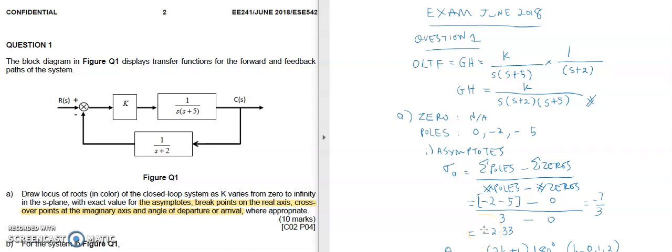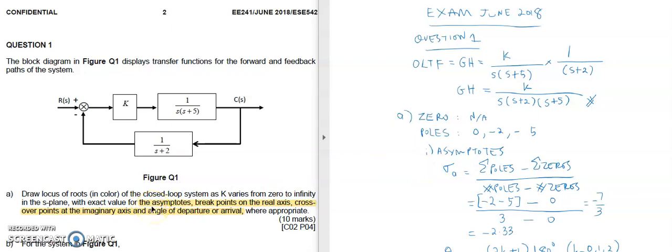This is from exam June 2018, question 1 for root locus. So first, we need to determine the open loop transfer function. Forward path multiplied with feedback path, G multiplied with H, this one. And then determine the zeros, roots and poles.